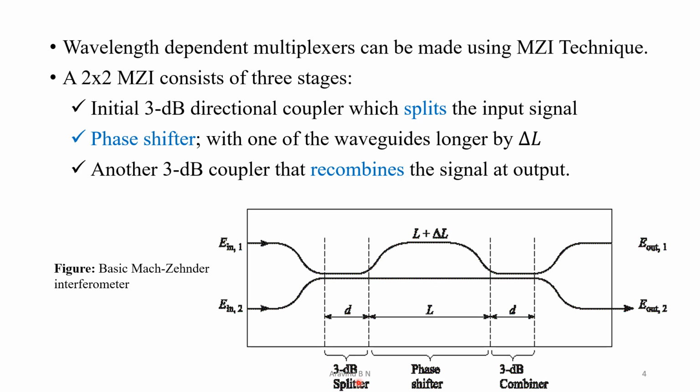It consists of three stages. The first stage is the 3 dB splitter. The second is the phase shifter. The third one is the 3 dB combiner. Now let us look at it in a little more detail.